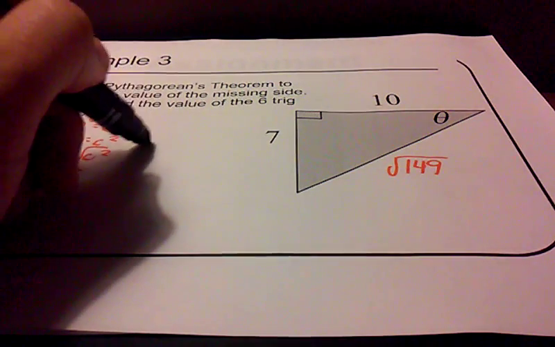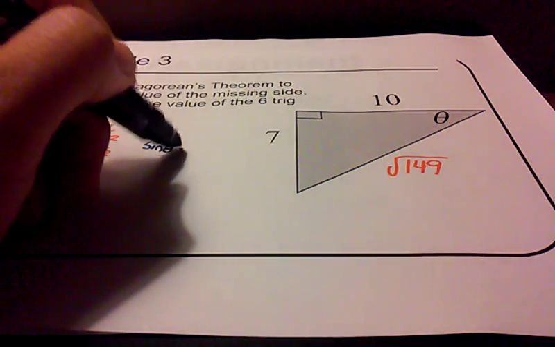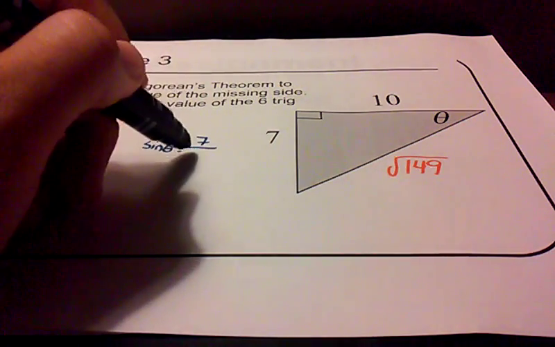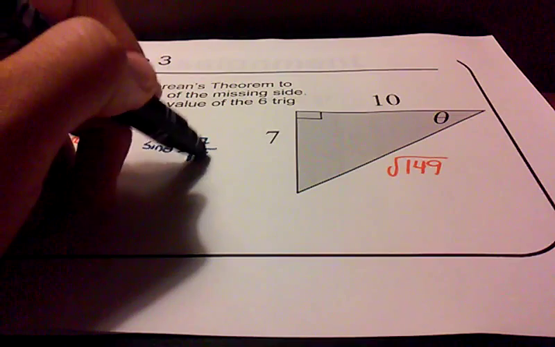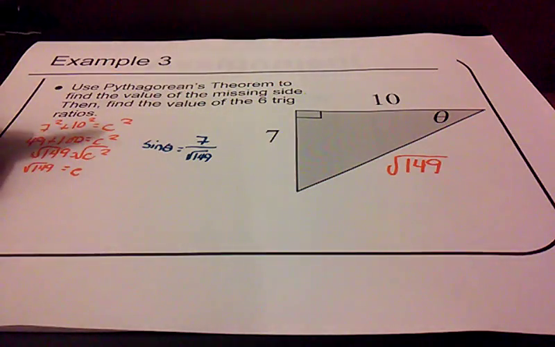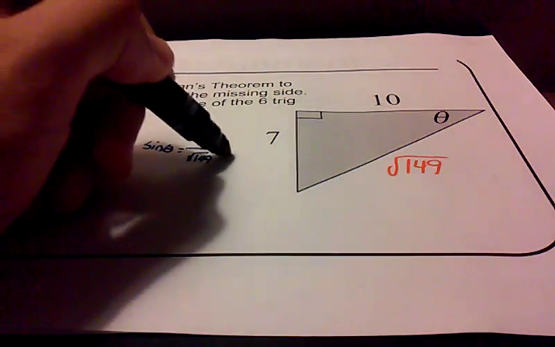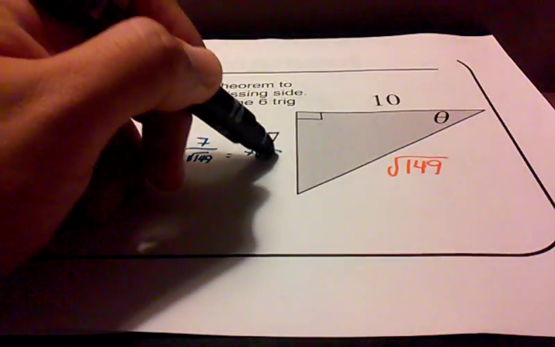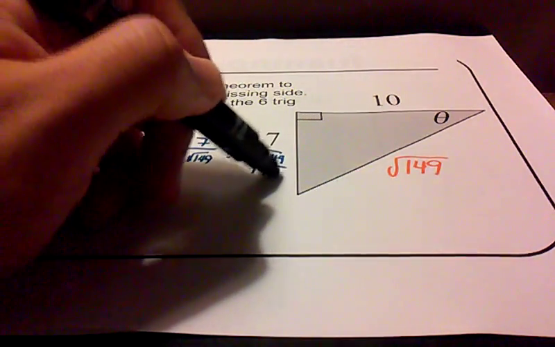Let's start off with sine. Sine would be opposite, which would be 7 over the hypotenuse, which would be the square root of 149. But you wouldn't want to leave it like that. You'd want to simplify it. So your answer would be 7 square root of 149 over 149.